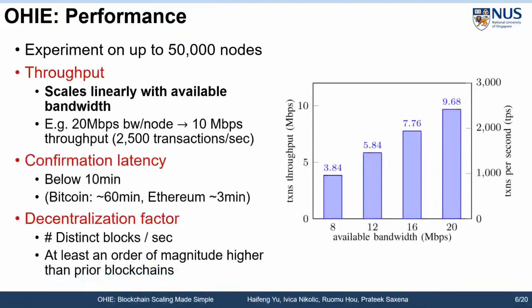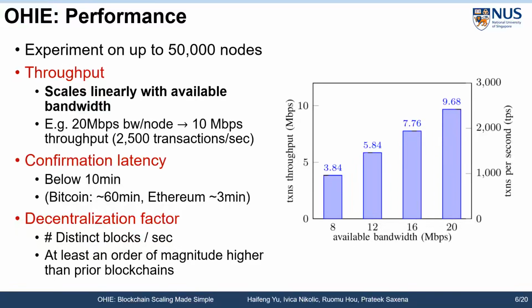We have implemented a prototype of OHIE and have run experiments with up to 50,000 nodes using our prototype. Under similar settings as in previous works such as Algorand, our results suggest that while explicitly focusing on simplicity, OHIE retains the high throughput of modern blockchain designs.